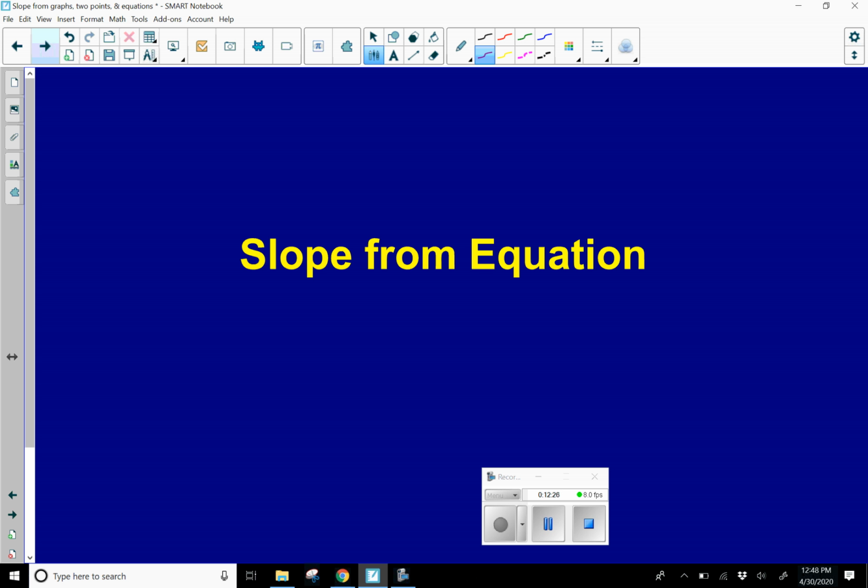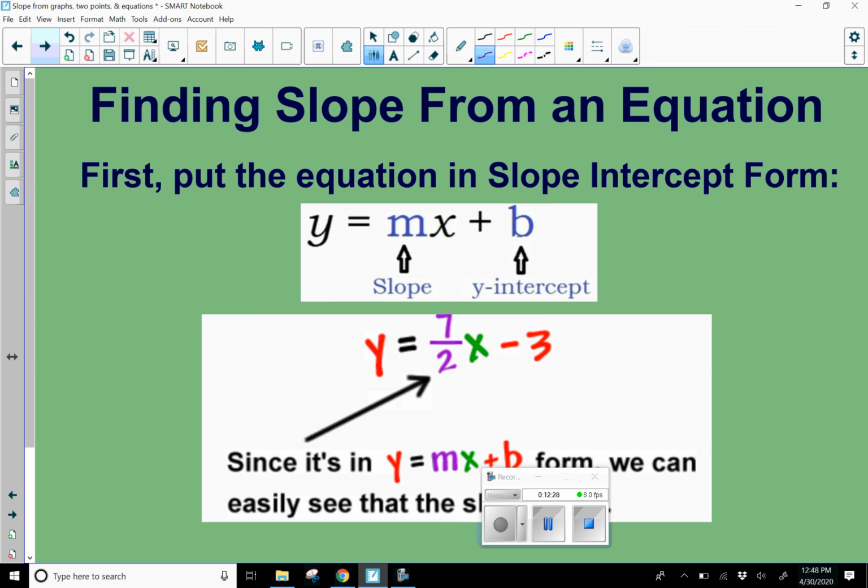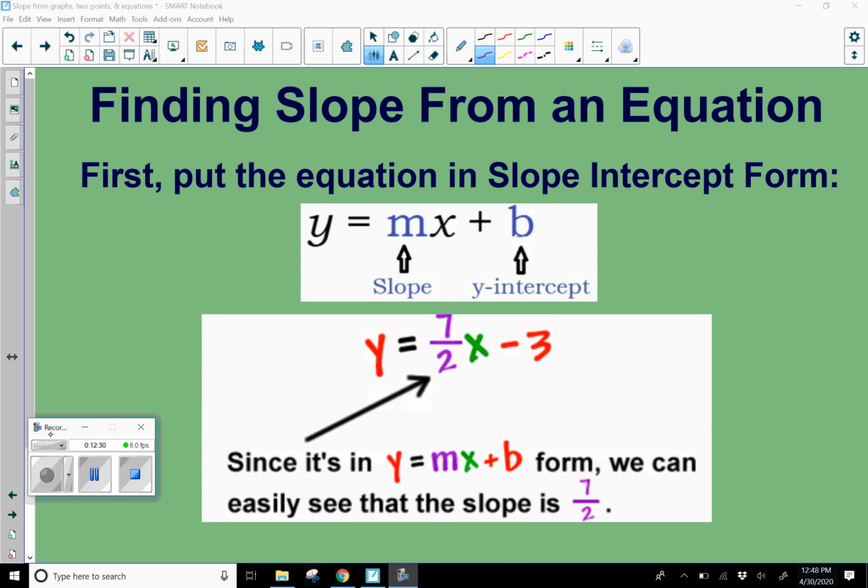Okay, let's talk about slope from an equation. This is the last skill. So here is your slope-intercept form. Again, this is a formula that you will be using for several years to come. And the formula for that is y equals mx plus b. We've been referring to our slope as m. And b refers to your y-intercept, which means the point in your y-axis where the line crosses the y-axis.